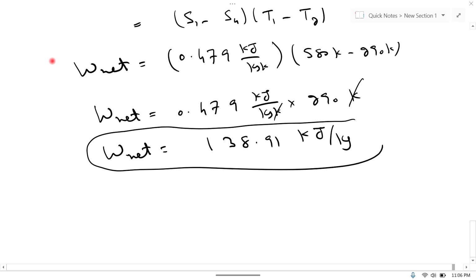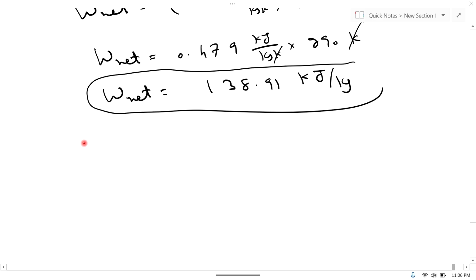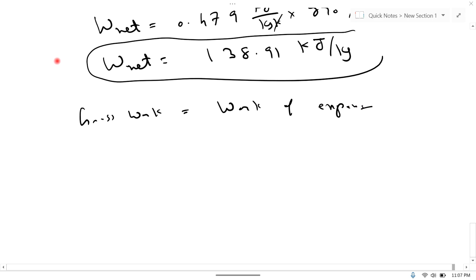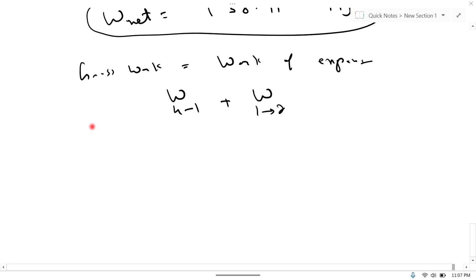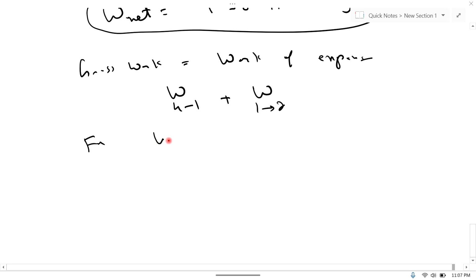Now we will find gross work. So gross output is equal to, gross work is basically work of expansion. So one is isothermal expansion and one is adiabatic. So work from 4 to 1 is work of expansion on the Carnot cycle, and second is work from 1 to 2. Now first we find the work done from 4 to 1. This is basically isothermal expansion from the TS diagram.